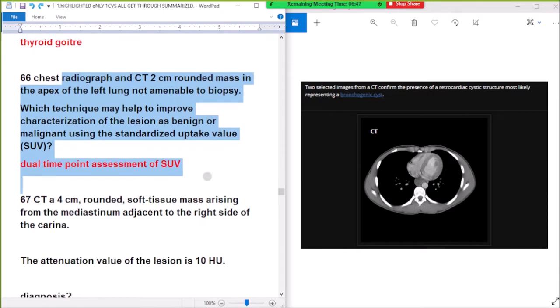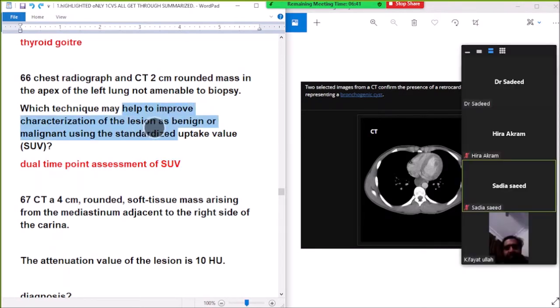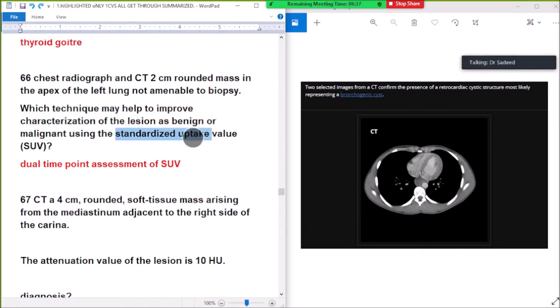Remember that SUV greater than 4 also suggests malignancy, and to help improve characterization of the lesion as benign or malignant using the SUV, we use a dual time point assessment of SUV. Again, which technique may help to improve characterization of the lesion as benign or malignant using standardized uptake value? Dual time point assessment of SUV.